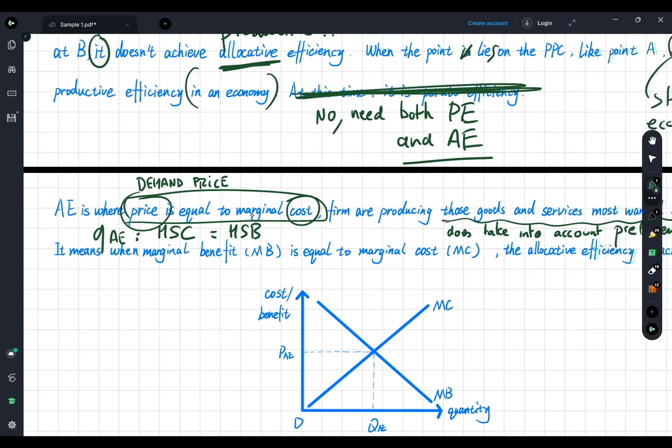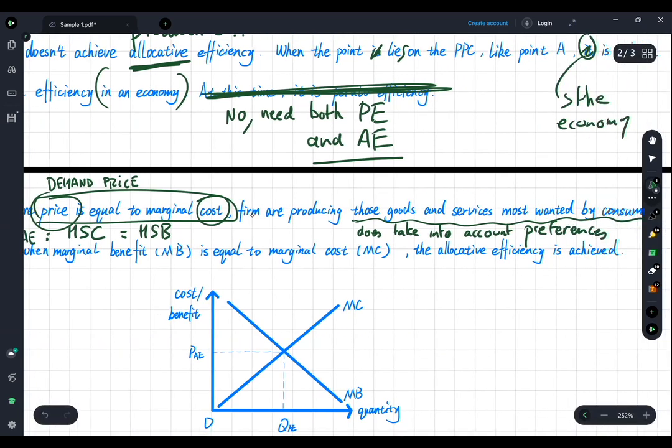So that's why I don't like this definition very much, because it seems like we only take into account what people want. We would only take into account the benefit of consumption. It's one aspect, but also we have to take into account the cost of production. So I don't really like this definition.